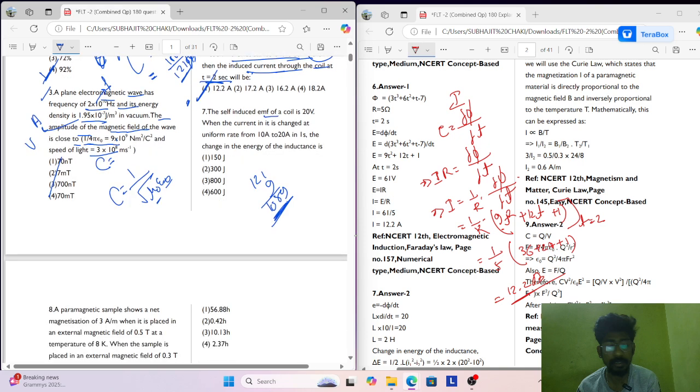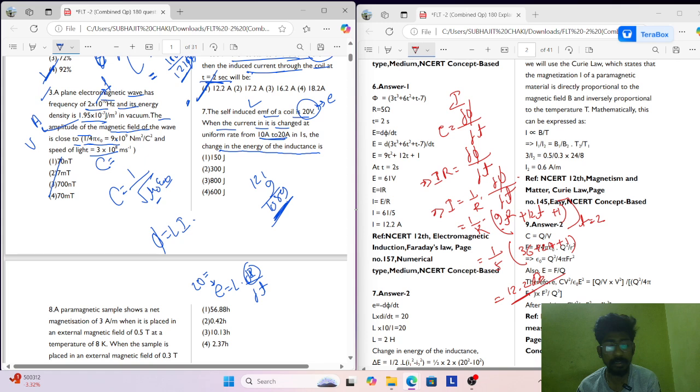The self-induced EMF of a coil is 20 volt. E is given. Self-induction means L is there. When the current is changed from this to this, what is the change in the energy of the inductance? We know phi equals Li. From this you can get di by dt. E equals L di by dt. The value of E is 20, given.